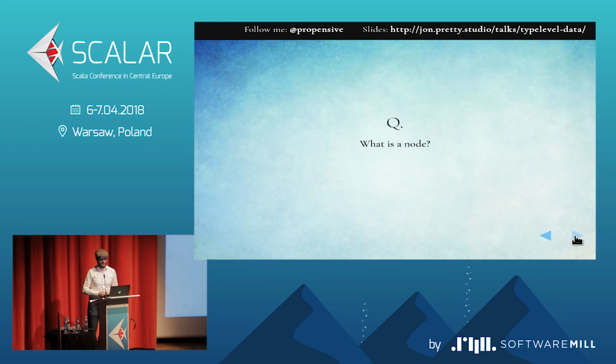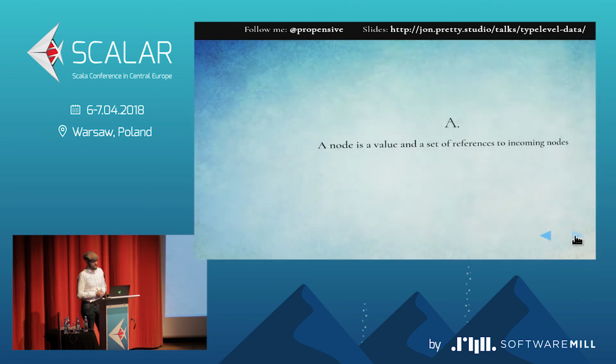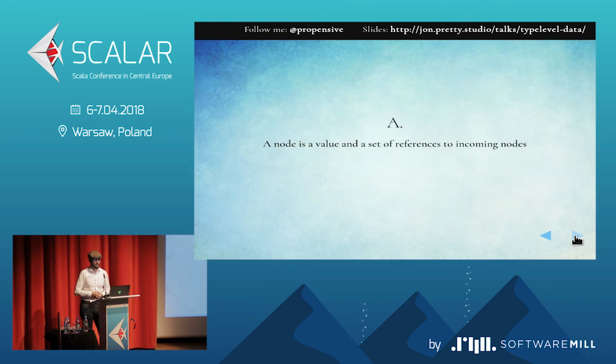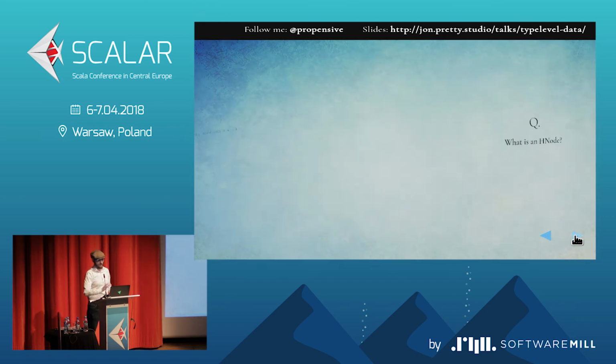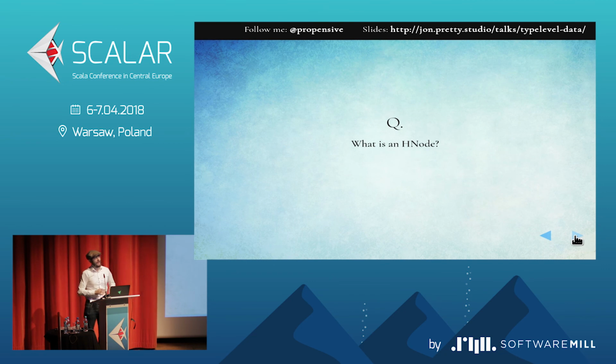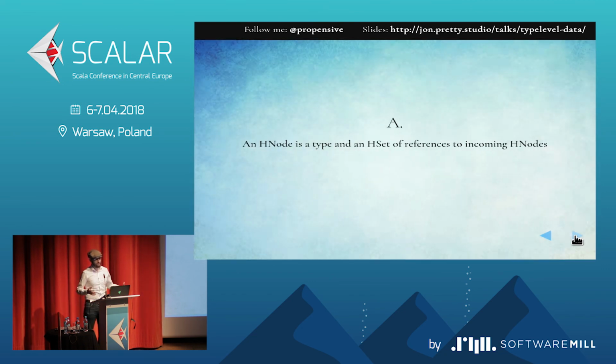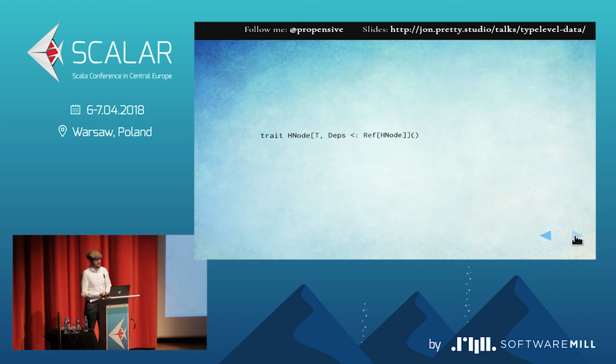Let's try a simpler question. Let's deal with one part of the graph at a time. A node is a value and a set of references to incoming nodes, or from incoming nodes. So let's try and lift that to the type level. An HNode is a type and an HSet of references to incoming HNodes. So let's write it very simply like this.